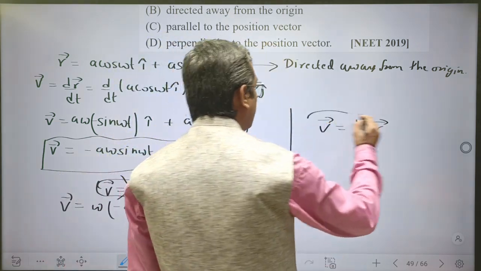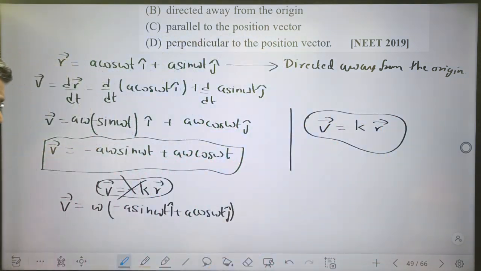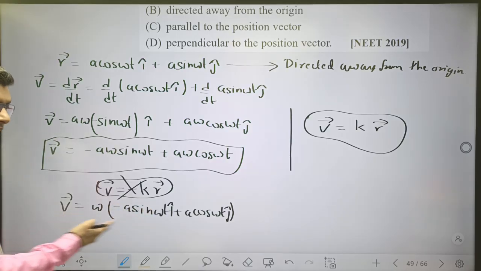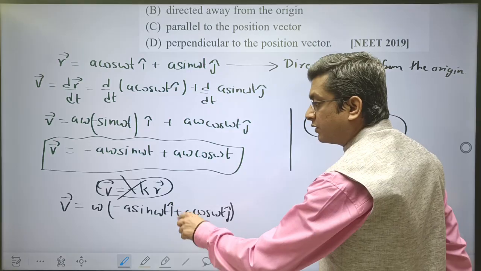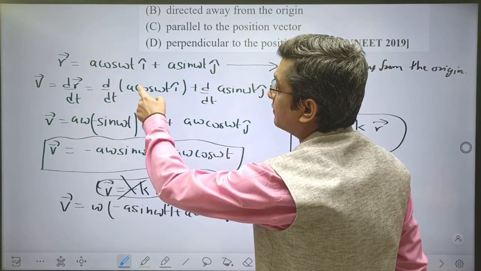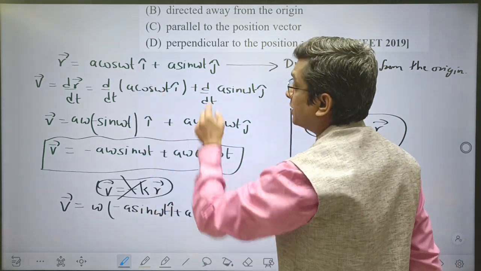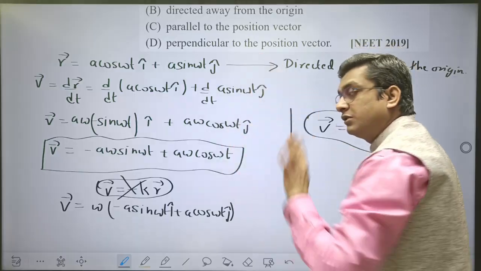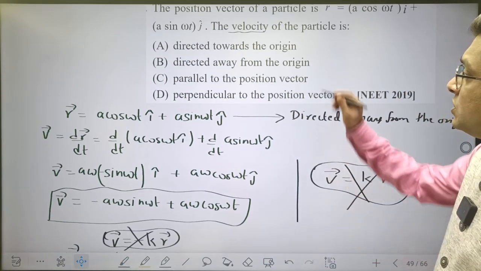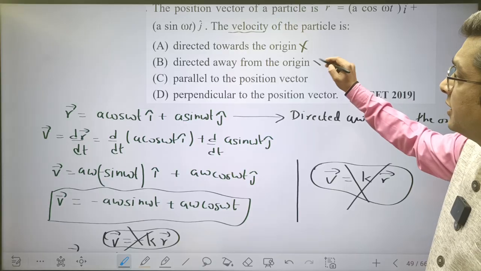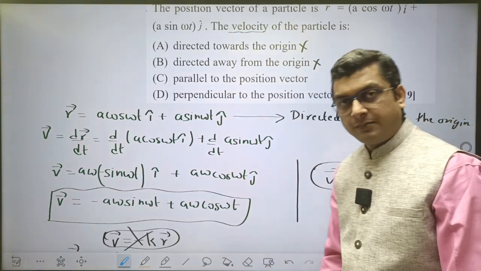But here, if I observe the expression of this velocity vector, it can never convert into this form. Observe carefully. Here in the coefficient of i cap we have sine omega t, here we have cos omega t, here we have cos omega t, here we have sine omega t with the j cap. So this is never possible. So the two options, directed towards the origin and directed away from the origin, are cancelled.